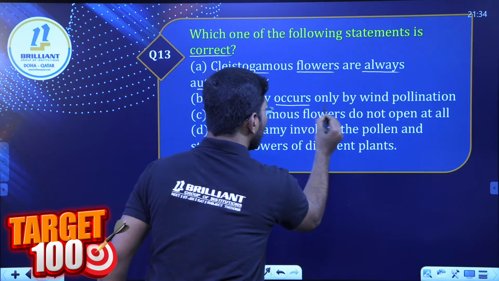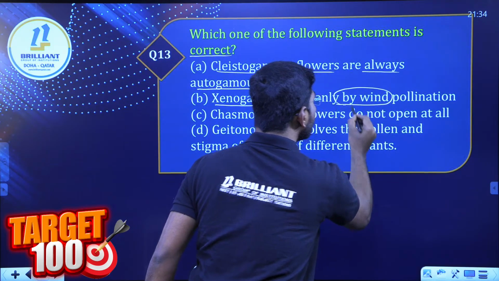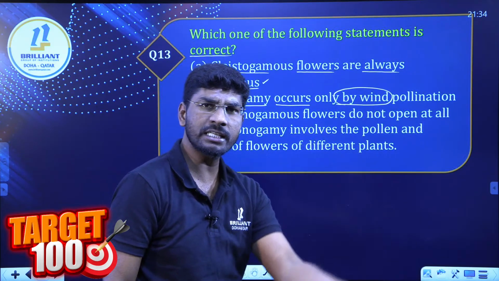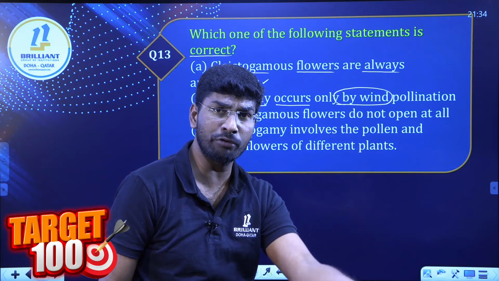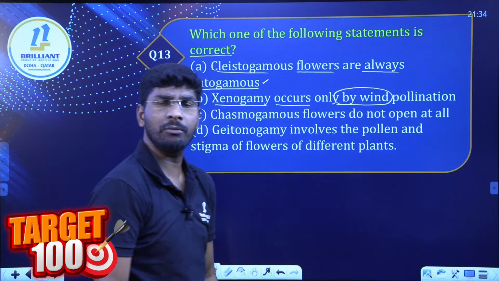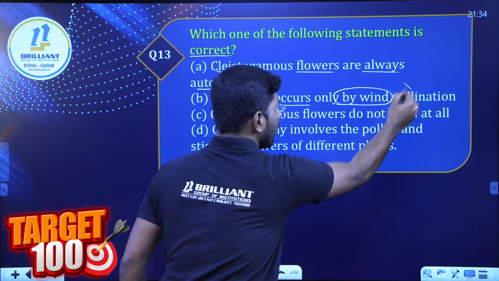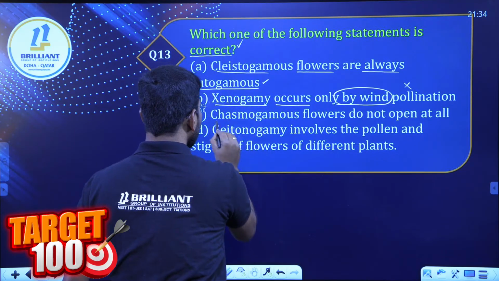Xenogamy means cross-pollination occurs only by wind. No sir, wind is there, insects are there, animals are there, hydrophily by water is there, a lot of mediums are there. So this is not correct. They are asking for the correct statement.